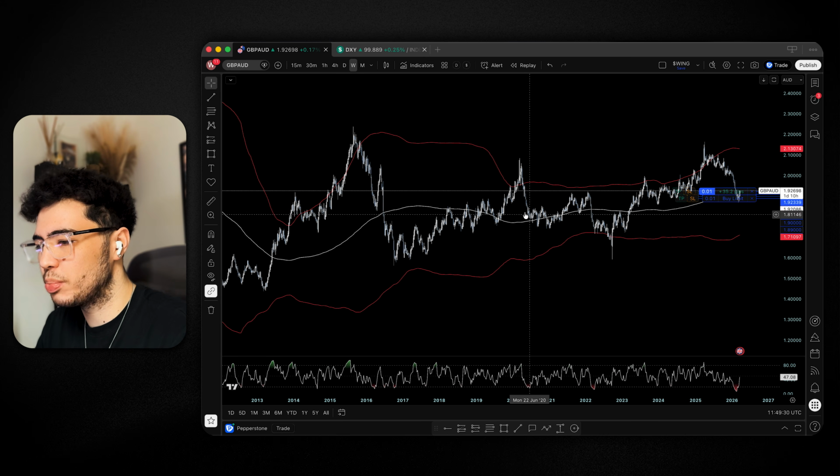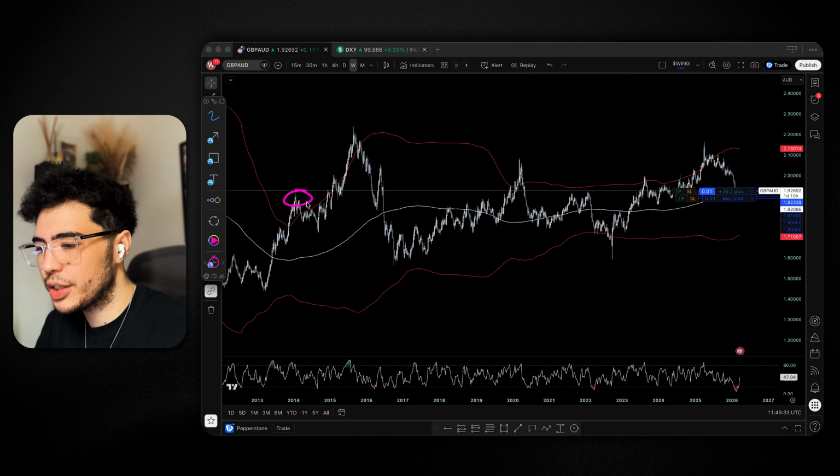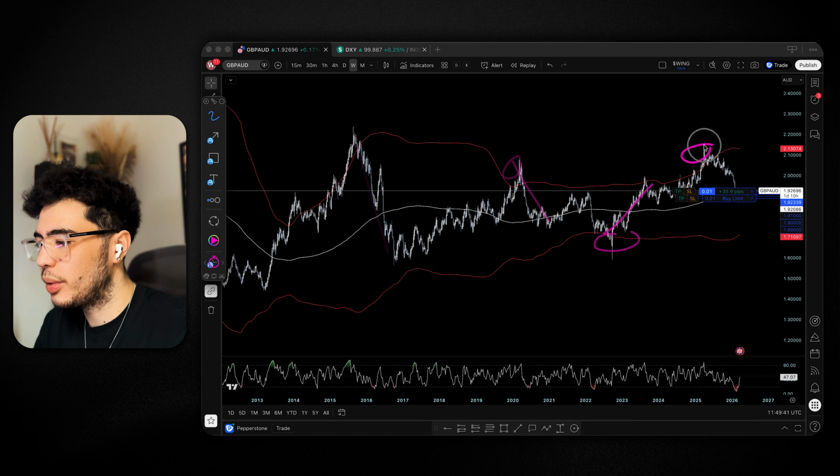So if we just look at this Bollinger Band here, we see price breaks above, we have a pullback. Price breaks above, we have a pullback. Above, we have a pullback. Below, we have a pullback. Above, we have a pullback.